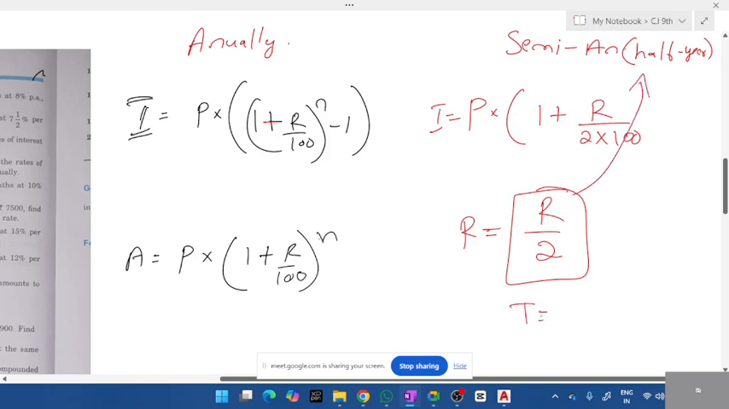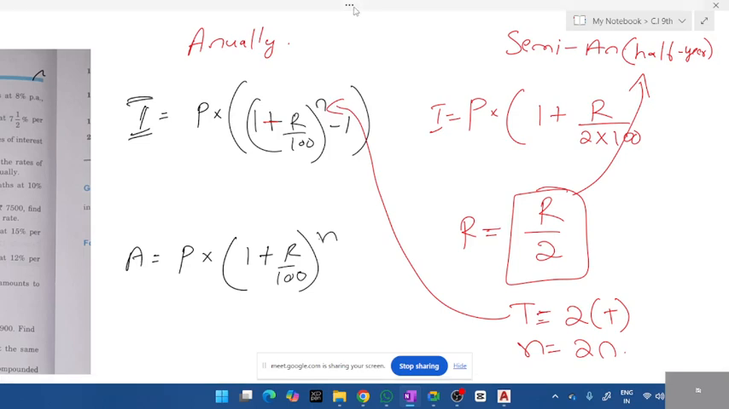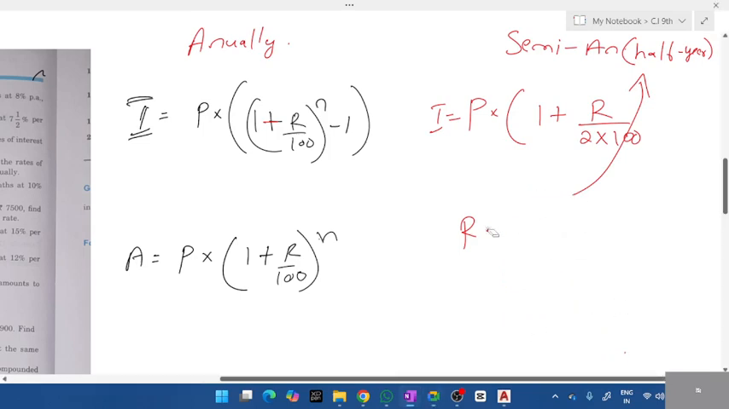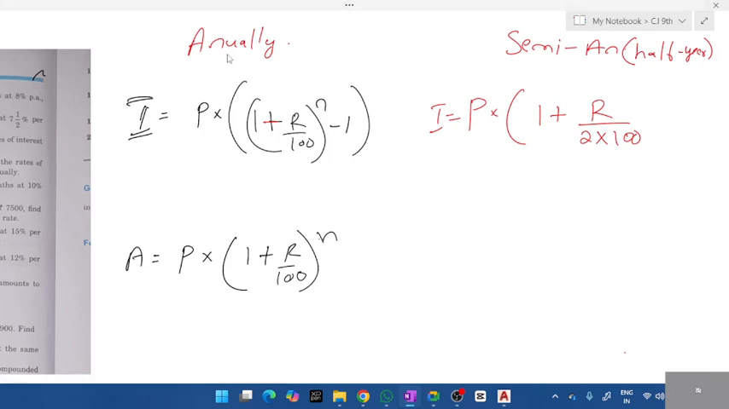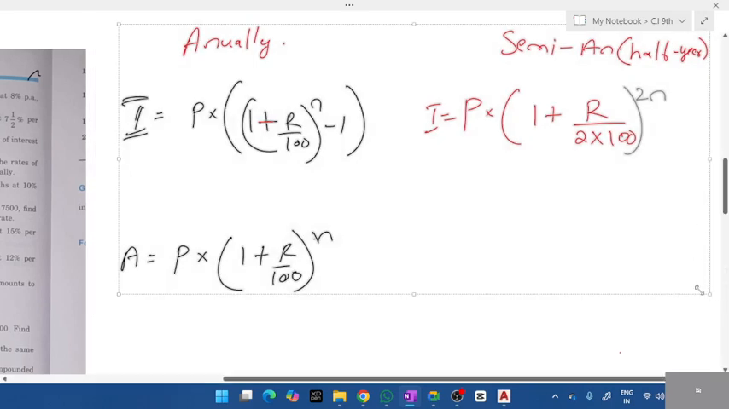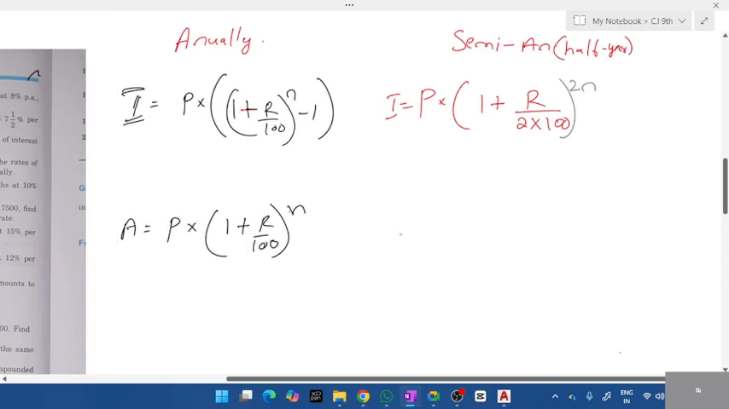For the time period, N will become 2 times N. Here N stands for time, right? So N will become 2 times N. N is nothing but the time period T. So 2 times N. So here the formula is after R divided by 2, to the power 2 times N. Day before yesterday I taught, did you make the concept connection? Then why is it different? It's the same formula, right?